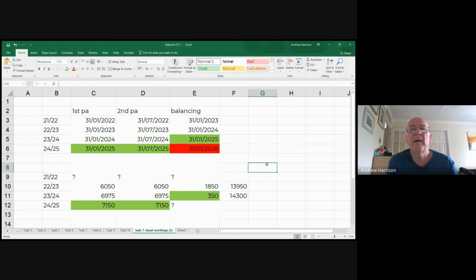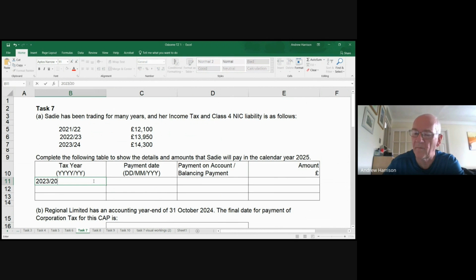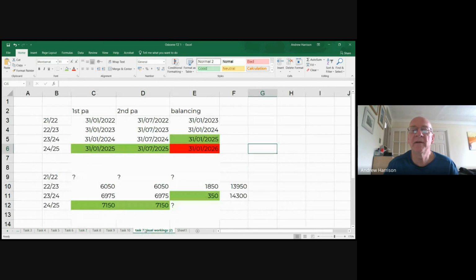We've got a balancing payment and a payment on account on the same date. And two items of the same amount. Just to sort of play mind games with you. But we'll put these in now. So for the right year. So this was 23.4. We'll do the balancing first. And then let's go back to our working. So it's this one, 31st of January 23, the balancing.